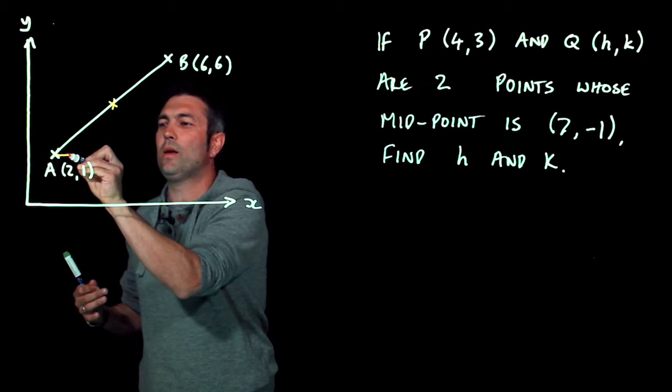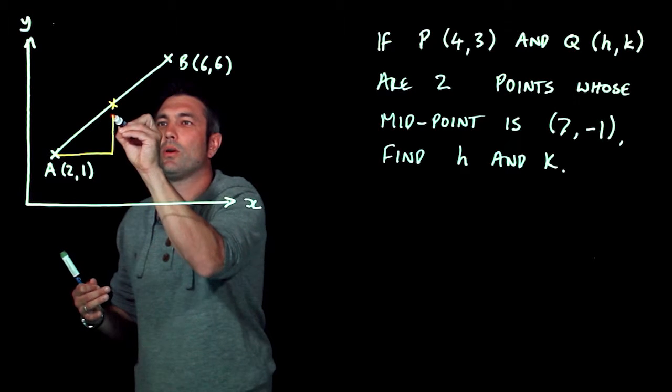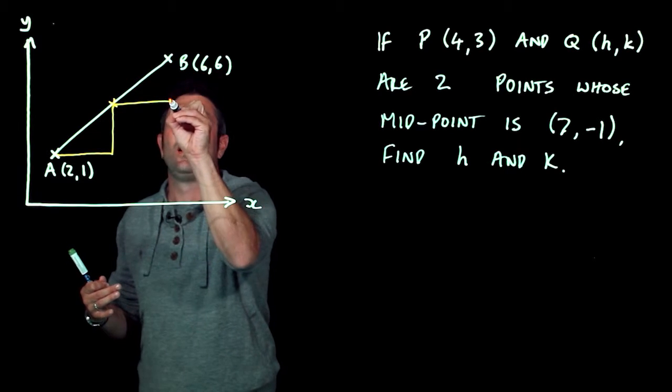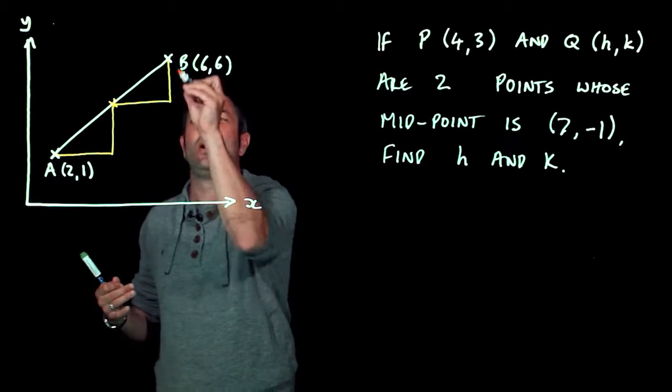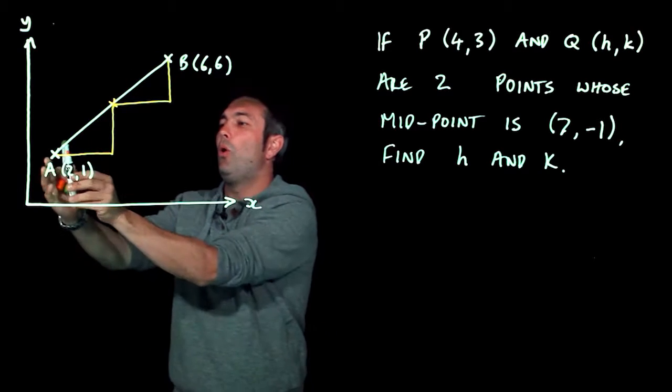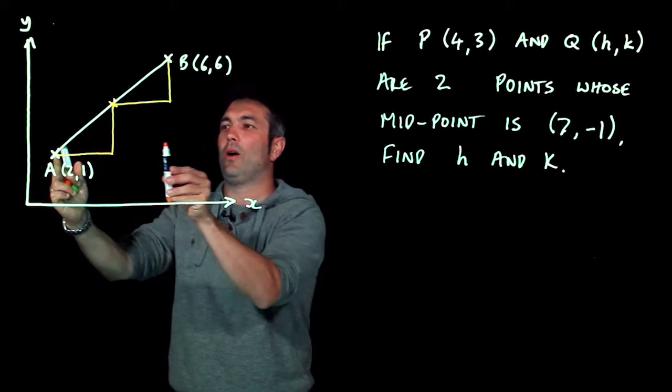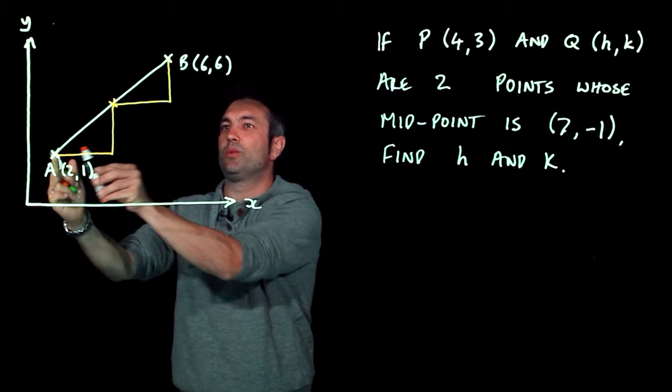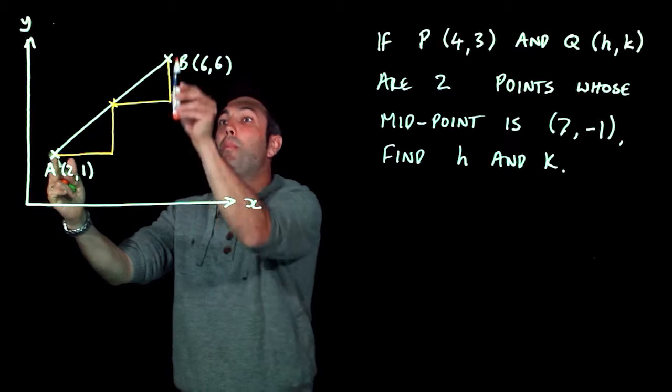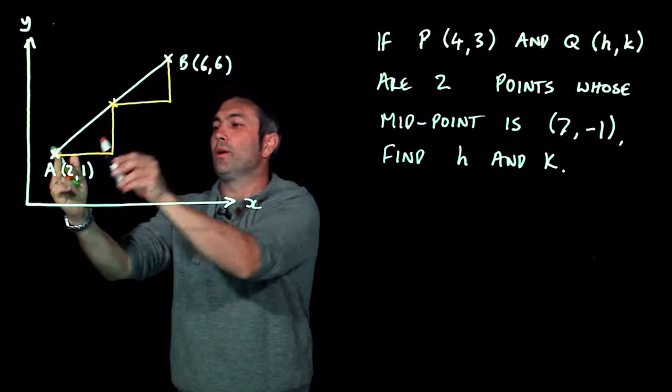So if you think about it, I'm going in 2 steps, aren't I? I'm going 1 step like that, another step like that, and these steps are equal sizes. So all I've got to work out is how far along I've gone from this point to here, and how far up I've gone from this point to here. Okay, so how far along?